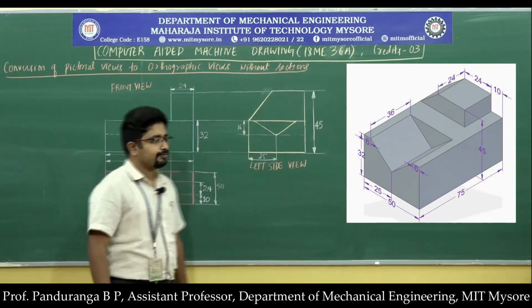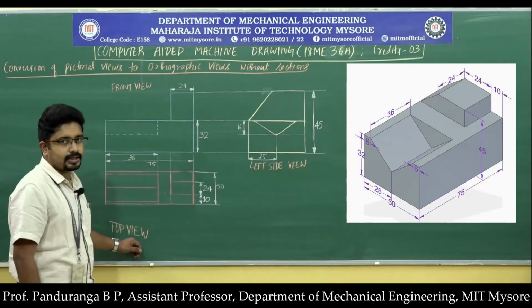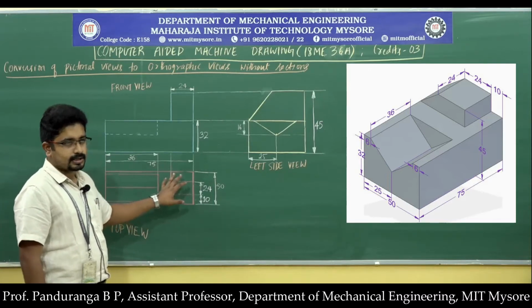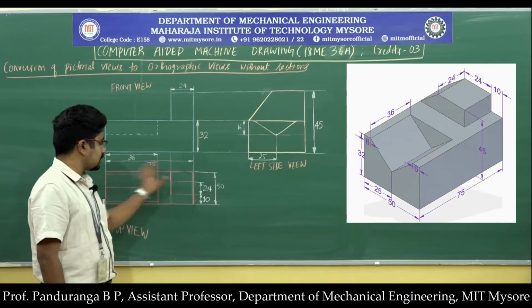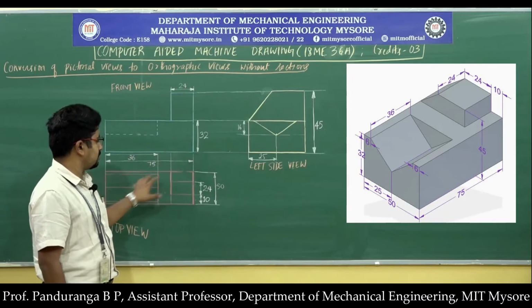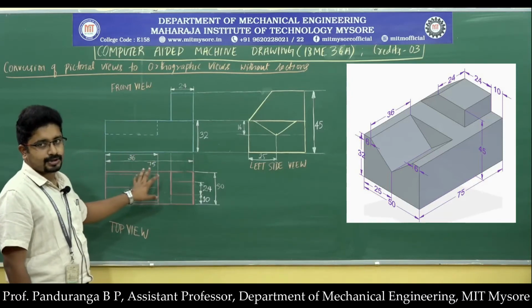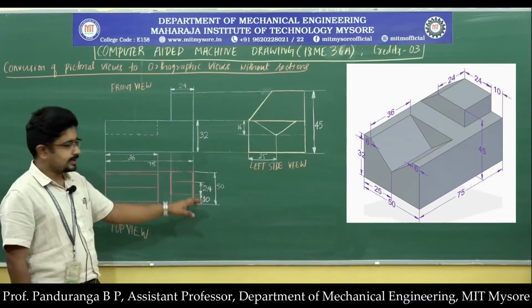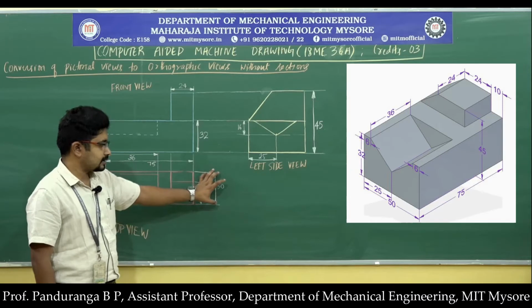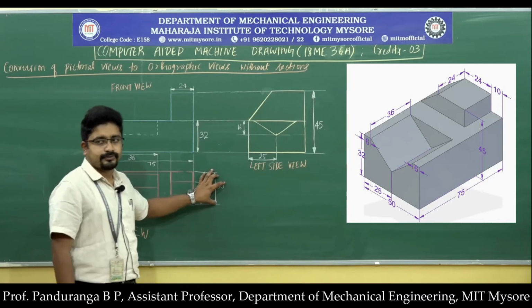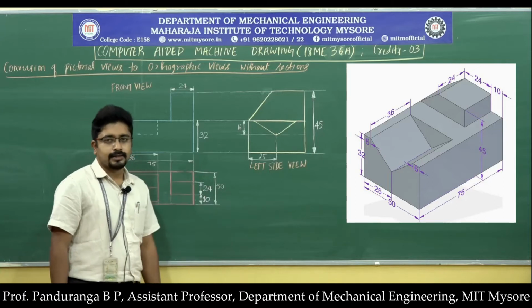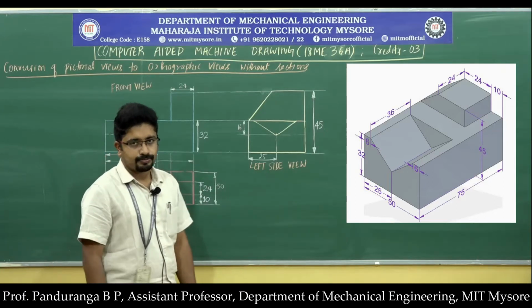Once you are done with the top view, you have to write the name of the view below it, and then you need to show the dimensions. Since the dimensions 24, 75 and 36 are shown in the front view itself, I am not going to show them again here. I will just show these dimensions: the total width, total height as 50, this height 24 and this height 10. That completes the top view.